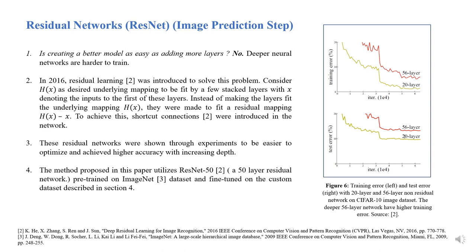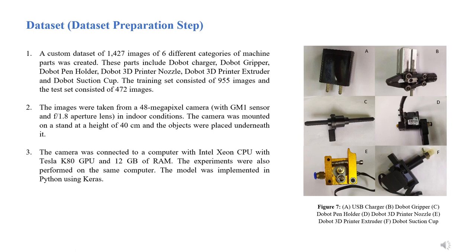A dataset of 1,427 images of 6 different categories of machine parts was created. These machine parts include a Dobot charger, Dobot gripper, Dobot pen holder, Dobot 3D printer nozzle, Dobot 3D printer extruder, and Dobot suction cup. The training set consisted of 955 images and the test set consisted of 472 images.